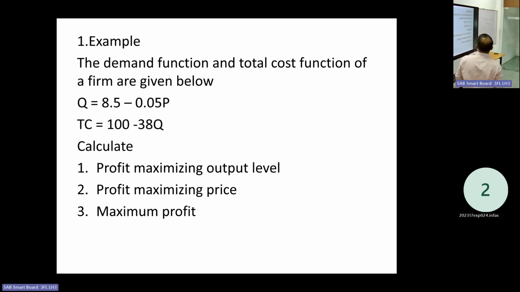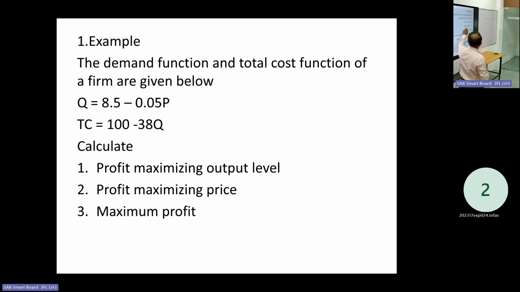Okay, we need to find the profit maximizing output level. So we need to find it according to the total profit function, right? Now we have been given the demand function, so you need to find the total revenue. You know how to get the total revenue function based on the demand function. So this is the direct function. You need to find the inverse function, the price function, then you can obtain the total revenue function.